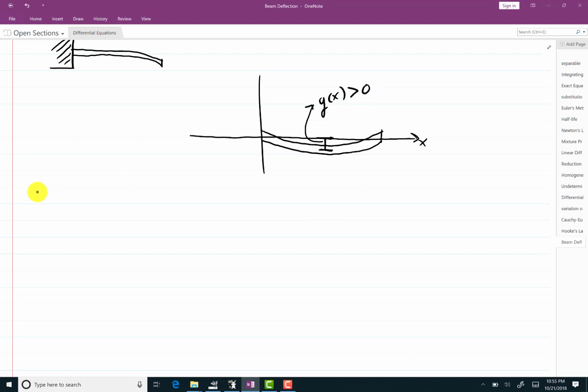Okay, so then as we're working here, we're going to let w of x be the weight per unit length.